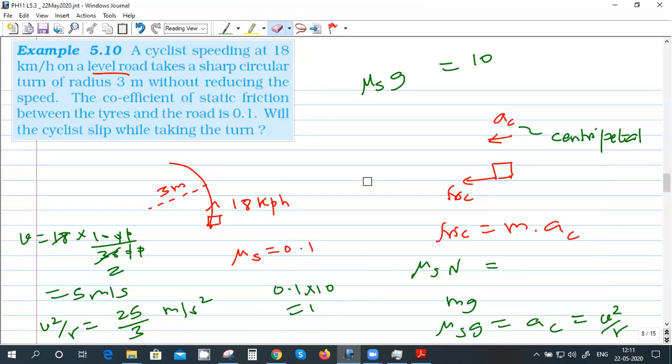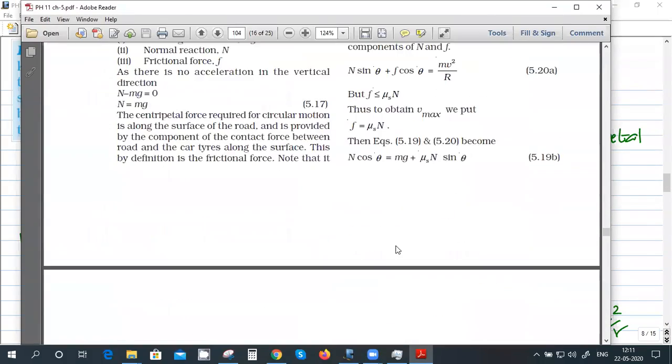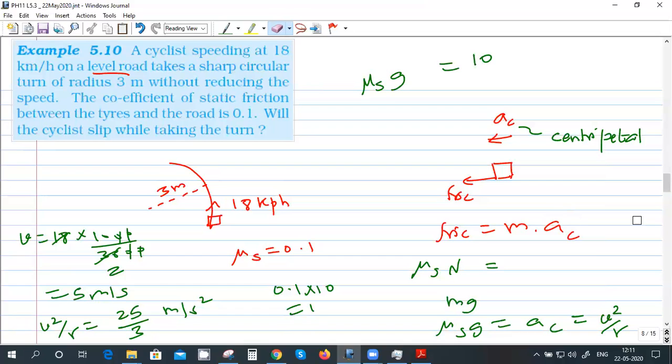So acceleration is v square by r, which is 8 point something. So it will slip. So that way the maximum acceleration would only be 1. It's written 10, but not the maximum friction force; it is the maximum of mu s into g. You have to multiply by mass to get the friction force. Yes, sir. Yeah, the cyclist will slip. I had solved like this only.